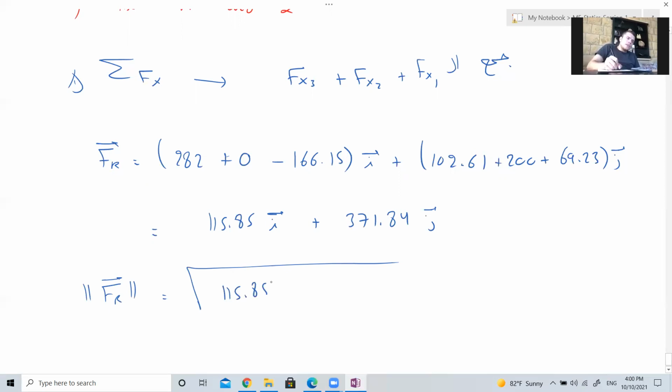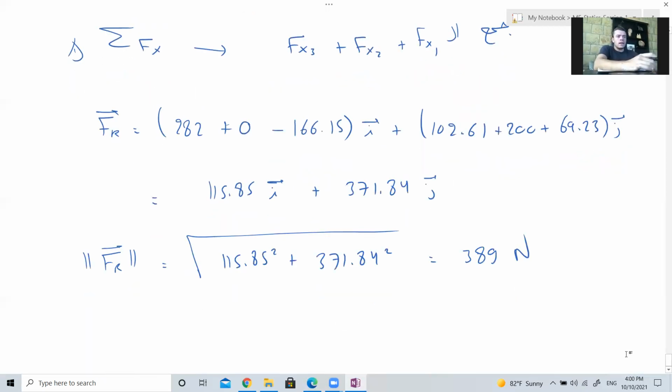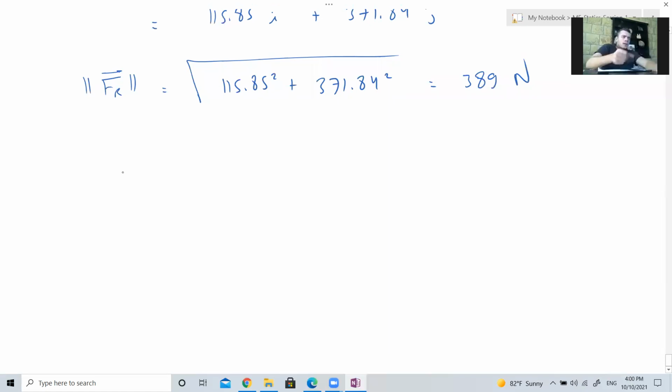which is the square root of 115.85 squared plus 371.84 squared. It comes to 389 newtons. Let's double check. Yes, it's 389 newtons. What about the angle alpha? We said tangent inverse of Fy over Fx.